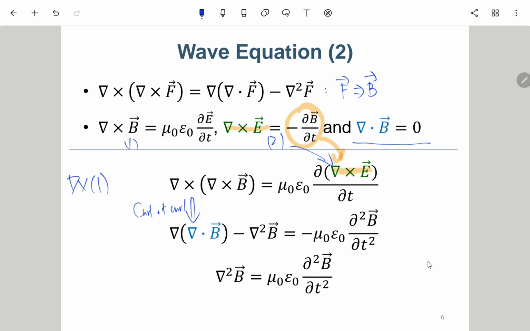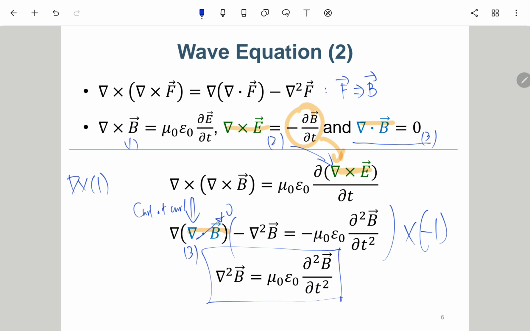Finally, we have equation 3. We put this one here, and this divergence of B is 0, so this term also vanishes. Then we multiply the whole thing by -1, so that on the left side we have the Laplacian of B equals mu naught epsilon naught times the second partial derivative with respect to time for the B field. This is the wave equation for the B field.